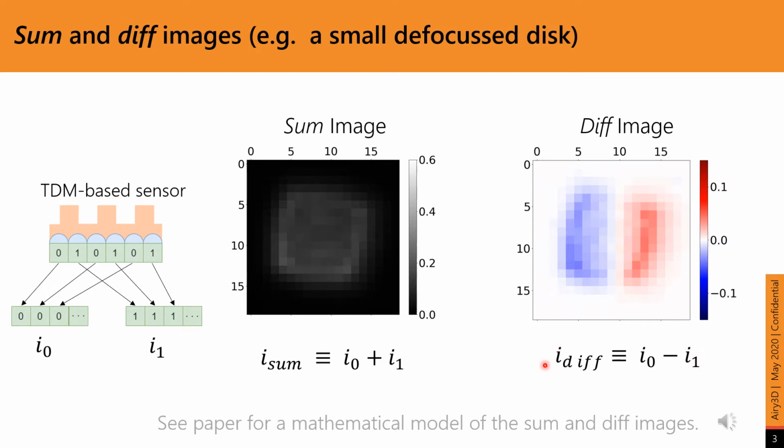The sum response is symmetric, and hence the sum image is very similar to the intensity image from conventional 2D image sensors. The diff response, on the other hand, is asymmetric. The diff is a signed response, and so the positive values are shown in red here and the negative in blue. In the paper, we provide a more detailed model of the diff and sum responses. Next, we will demonstrate a key property of the sum and diff responses with an experiment.